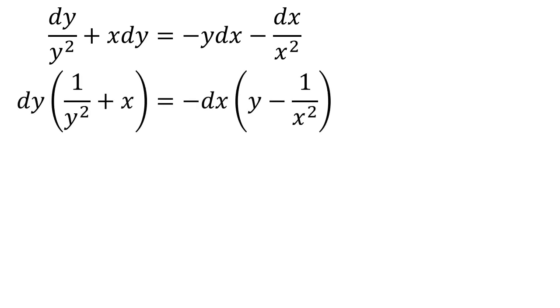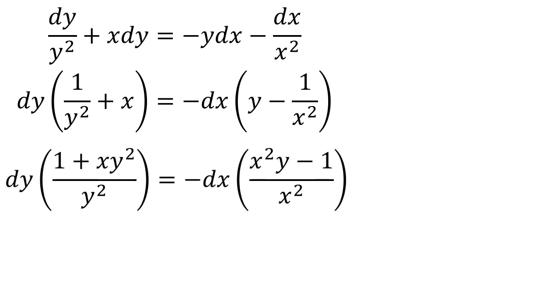So factor out dy and dx. This will be dy times 1 over y squared plus x equals negative dx times y minus 1 over x squared. Before we proceed to dy over dx, let us combine these terms so that each becomes a single fraction. Apply your skills in algebra. So this will become dy times 1 plus xy squared all over y squared equals negative dx times x squared y minus 1 all over x squared. So do not ask me what happened, okay? You should know that already.